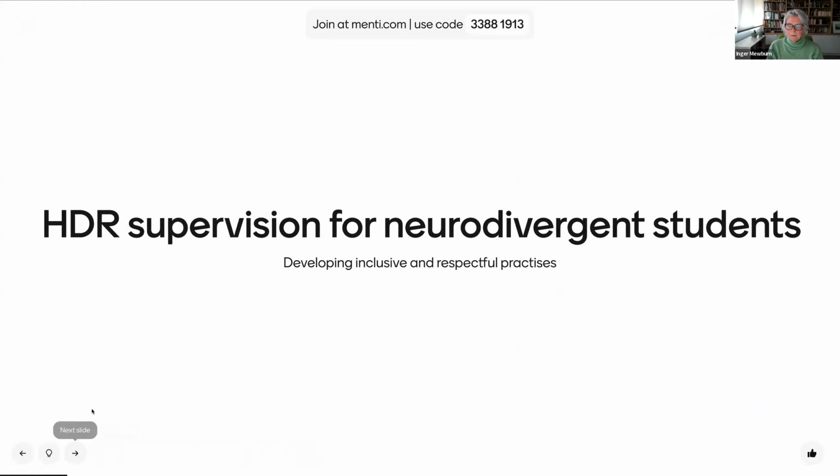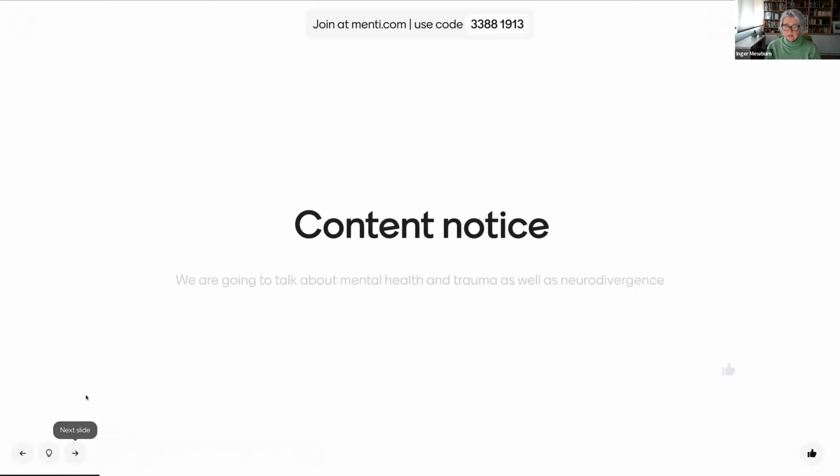So we're talking about HDR supervision. That's our focus today, but in order to do that, we need to talk about the experience of our HDR candidates. So we're going to focus on what the research tells us, and then out from that, develop some questions about it that you might want to think and talk about. So hopefully we'll have enough time for a discussion.